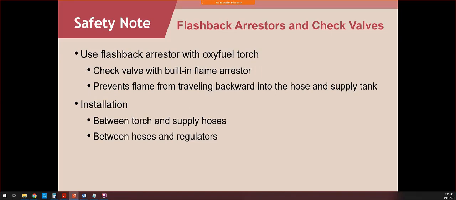All right, use a flashback arrestor with oxy-fuel. Most of the gauges and everything are going to come with a flashback arrestor. All right, what that is, that's just going to prevent the flame from getting too far into the line if something were to happen, potentially exploding the rest of the flammable fuel that's inside those tanks. Okay.